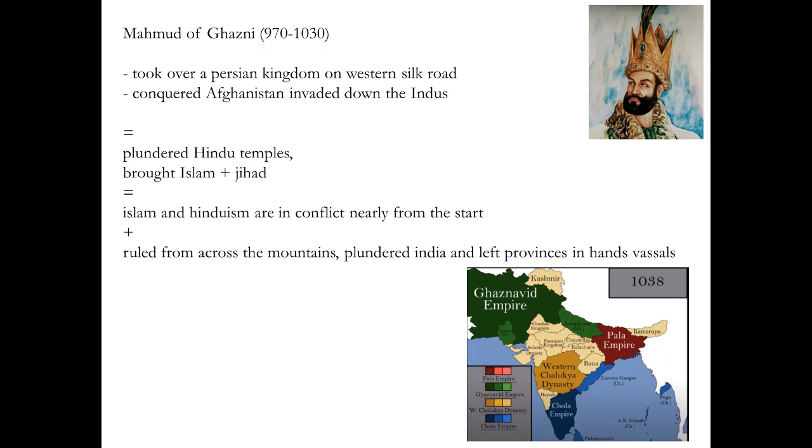Hinduism is a polytheistic religion. Now, it's more complicated than that. There is the one God of which all the gods come from, and it's more complicated. But if you're in 1000 AD and you are a religious Muslim and you are conquering stuff, you don't care about the subtext of things. You say you have many gods, boom. And so they plunder Hindu temples. That's where the money is. And they bring Islam, but they also bring jihad, which means Islam and Hinduism are in conflict from the start.